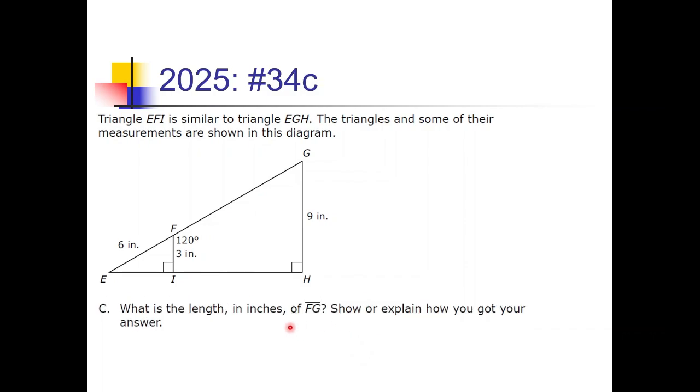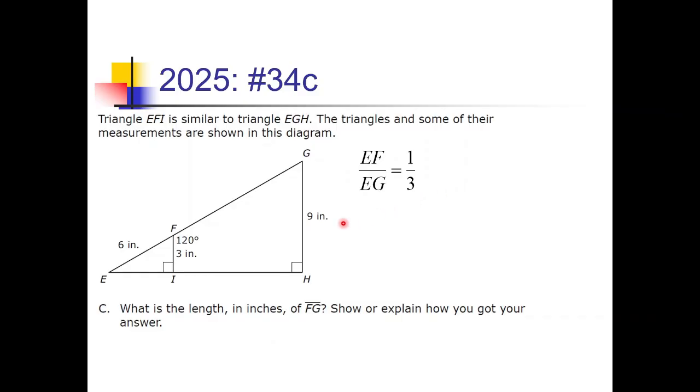For part C of the problem, they want to know the length in inches of FG. So my strategy for figuring this out is going to be to figure out the length of EG, which I should be able to do because I've got the side of the smaller triangle and I know the scale factor of the similar triangles. So I'm going to find EG first, and then I will just subtract EF from that to get FG. So let's get EG. So I'm going to set up a ratio. I know that EF over EG has to equal my scale factor of 1/3.